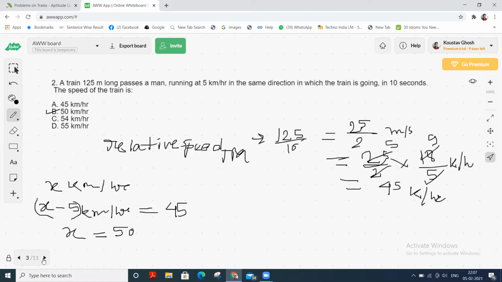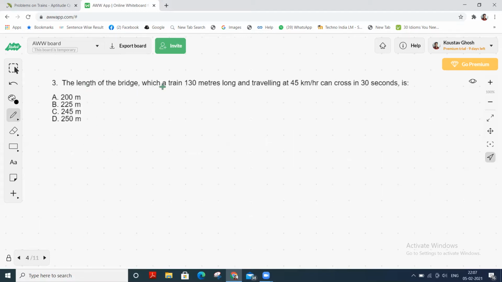Okay, next question. The length of the bridge which a train 130 meters long and traveling at 45 km per hour can cross in 30 seconds is, meaning the length of the bridge. So 45 km per hour means 45 into 5 by 18. 9 twos are 18, 9 fives are 45, so 25 by 2 meter per second. And the time is 30 seconds, so t is 30.